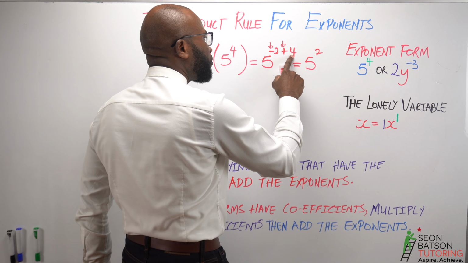So after we combine our signs, we have c to the 7 minus 5. And this will give us what? C to the 2nd power.